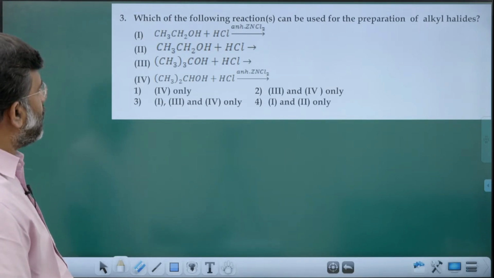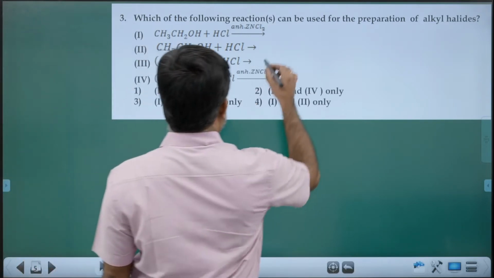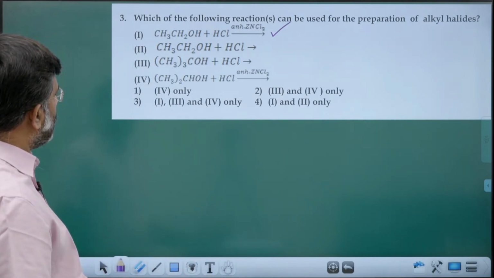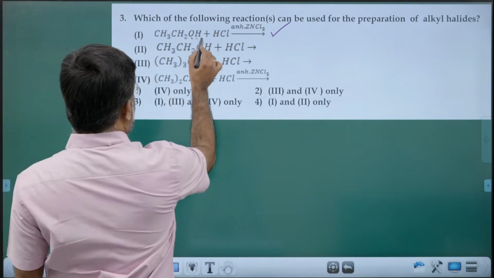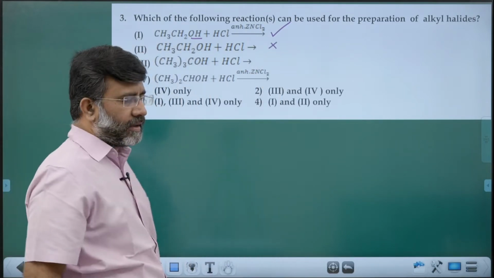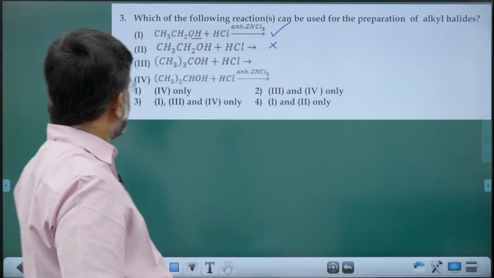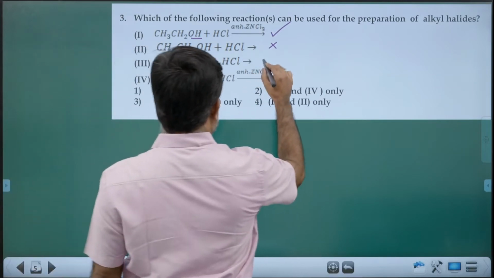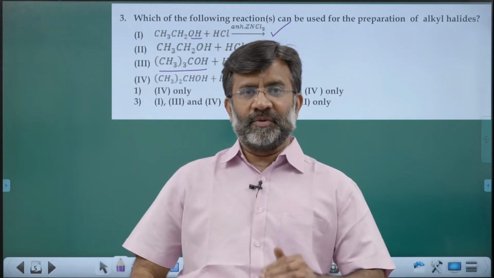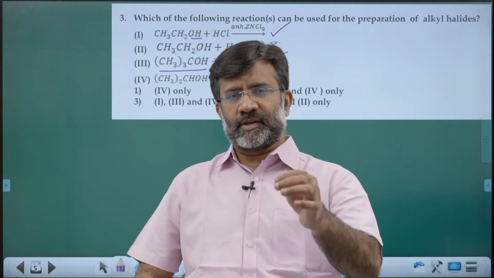Which can be used to prepare alkyl halides? First one can be. First one, all of you know, you can produce alkyl halide with HCl and anhydrous zinc chloride. You get the OH group replaced by chlorine. Second one is not possible because HCl cannot break a primary alcohol without a catalyst. Third one is possible because it is a tertiary alcohol. Tertiary alcohol can be broken by HCl even without a catalyst because the reactivity is greater. Order of reactivity you people have learned: tertiary, secondary, primary.